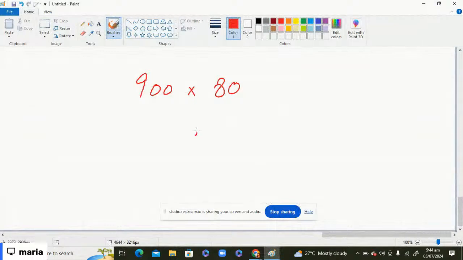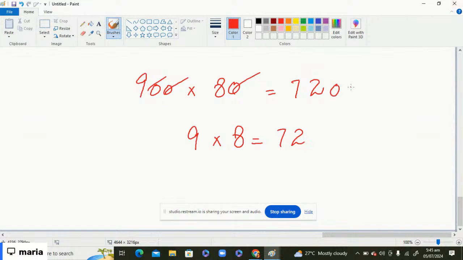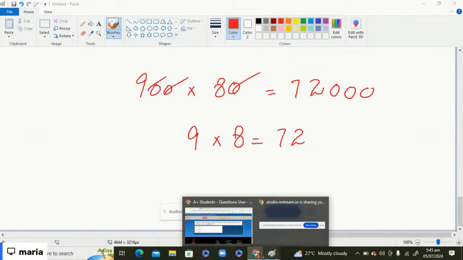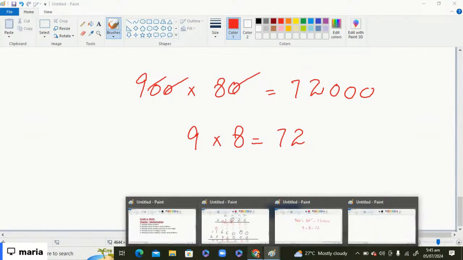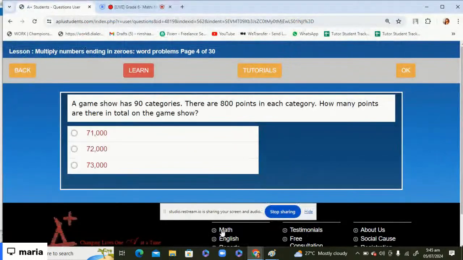Now just simply take 9 from here and 8 from the other one. So 8 times 9 is 72. So as we know, 72 and how many zeros? 1, 2 and 3. So I'm just going to put the three zeros with it. 72,000 is my answer. Yes. Let's move on.